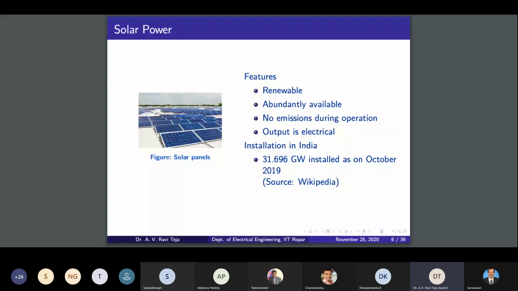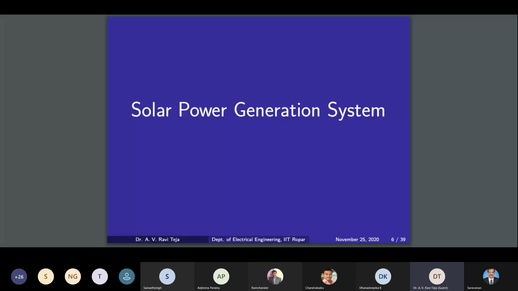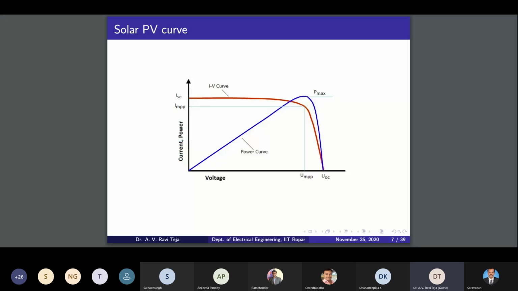Right? So now we will see how to make a solar power generation system specific to a given location. Before we see that, first we have to see what the output of the solar panel looks like. Solar PV curve. If you plot any solar panel output, current versus voltage or power versus voltage, this graph shown in red is the current versus voltage graph. And this graph shown in blue is the power versus voltage graph. If we see, it is a nonlinear graph, right?